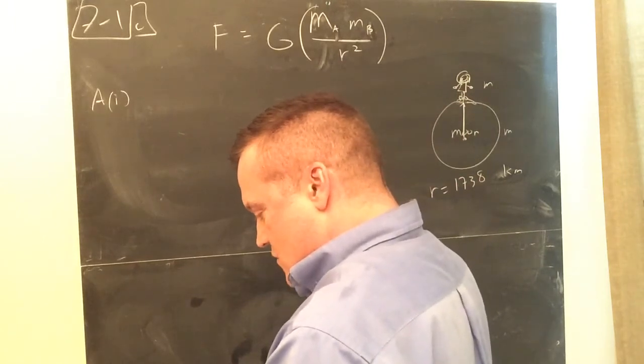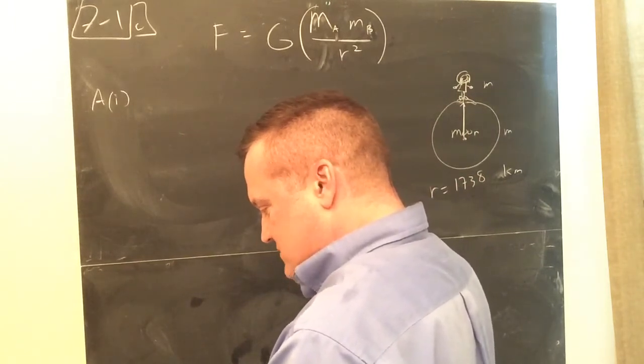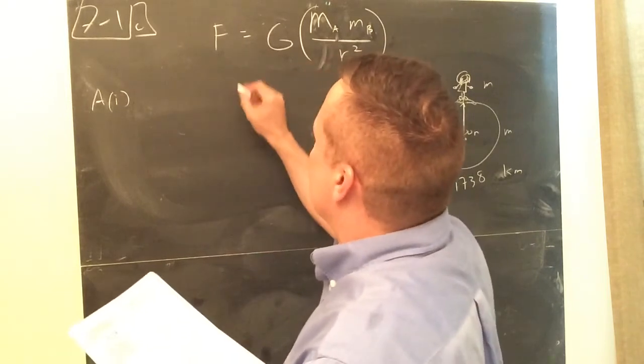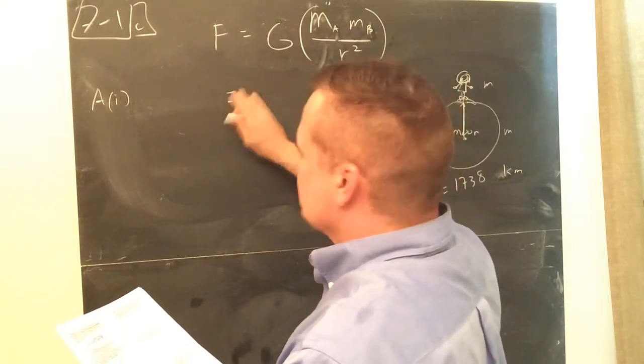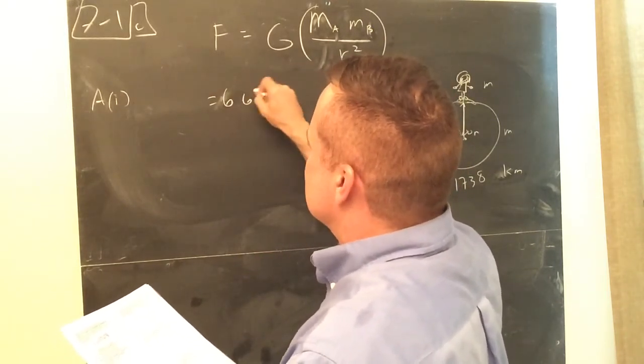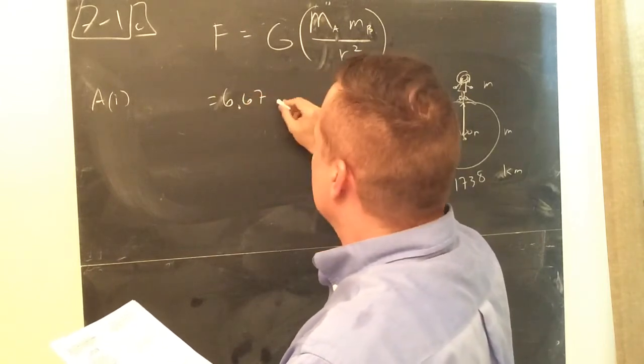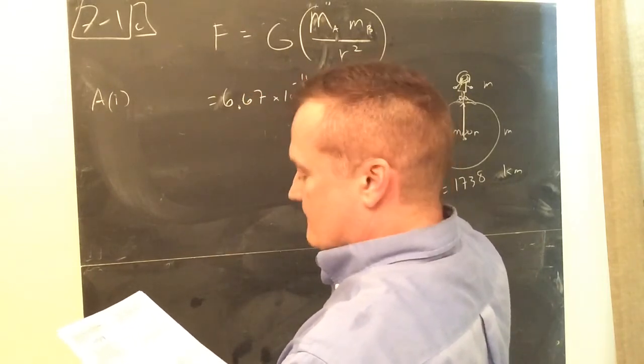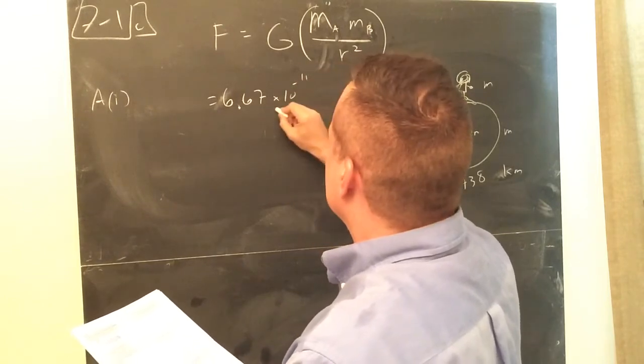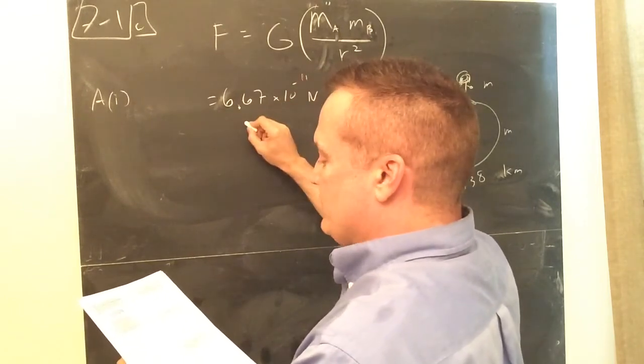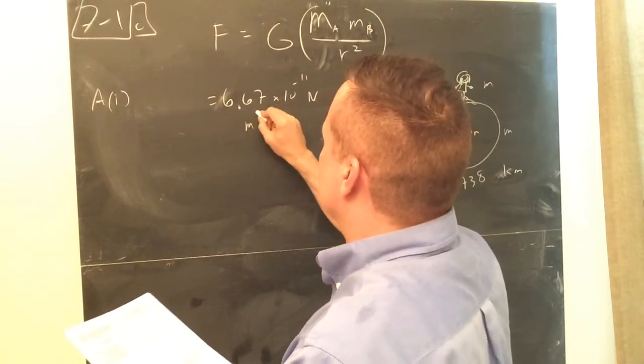Okay, here we go. What is the force on them? And they give the mass of each one. So I'm just going to plug them into here. The gravitational constant is 6.67 times 10 to the negative 11. And it says Newton. And then on the bottom we put meters squared, kilograms squared.